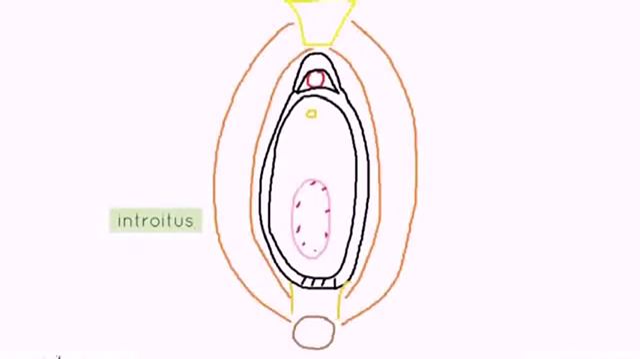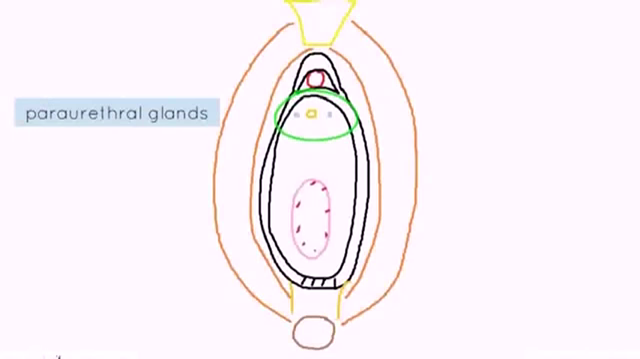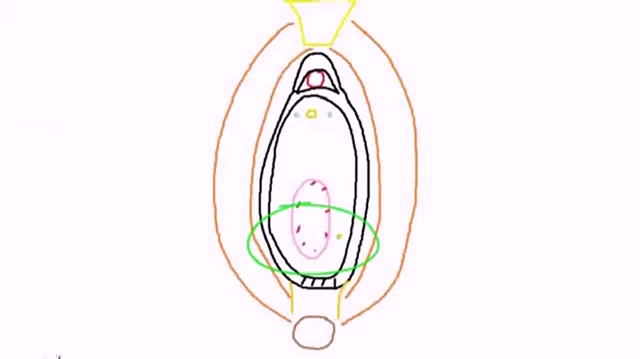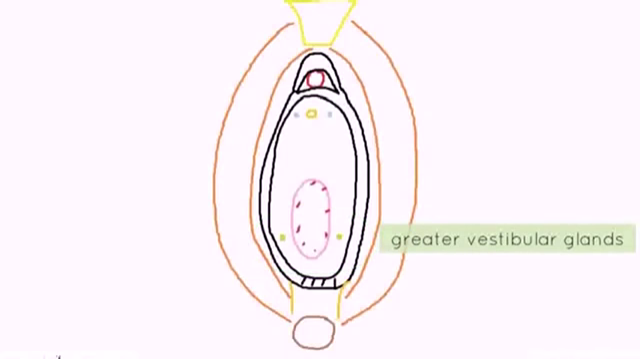Also within the vestibule you've got the opening of two glands. On either side of the urethral orifice you've got the opening of the paraurethral glands, and then slightly posteriorly and laterally to the vaginal orifice, you've got two glands which open called the greater vestibular glands. These glands are also called Bartholin's glands, and they secrete mucus to lubricate the vagina. So hopefully that's given you a good overview of some of the key features of the female external genitalia.